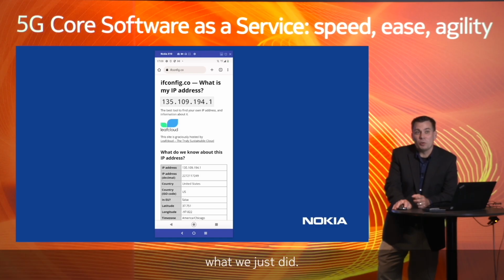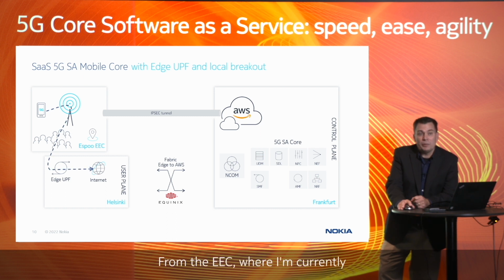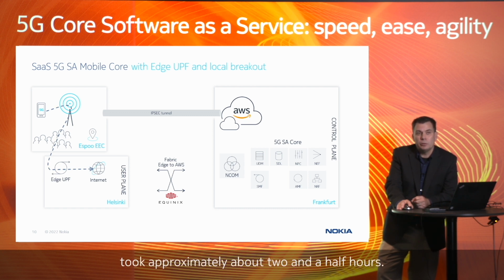Okay, so let's summarize what we just did. From the EEC, where I'm currently at, we set up an IPsec tunnel to AWS where we deployed an entire 5G core. We put the UPF literally right down the street on the edge that allowed us to do local breakout. The result of that was we had ping times of 14 milliseconds, and we know 12 milliseconds was just attributed to the air interface. All of this deployment took approximately 2.5 hours. And remember, our starting point is there was absolutely nothing pre-provisioned.